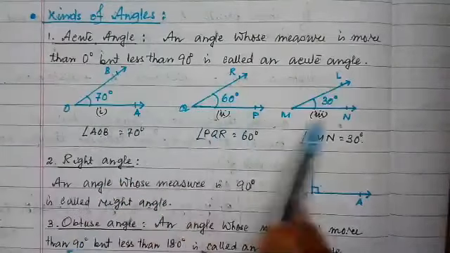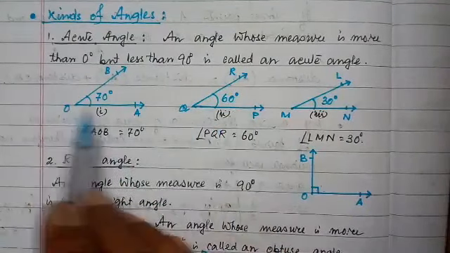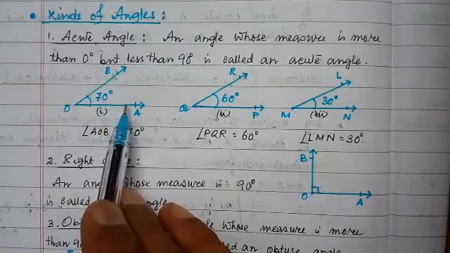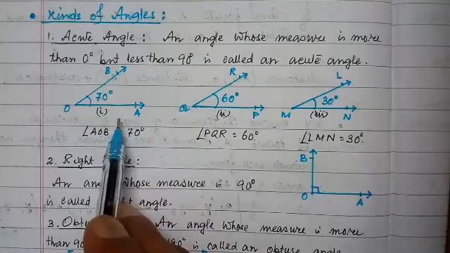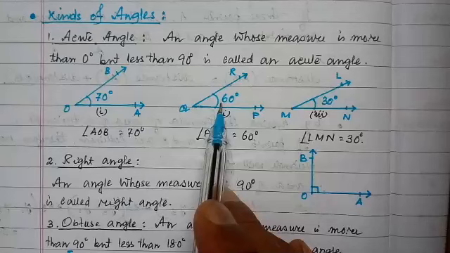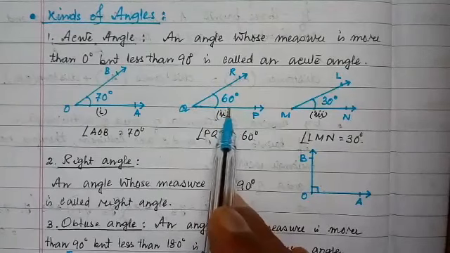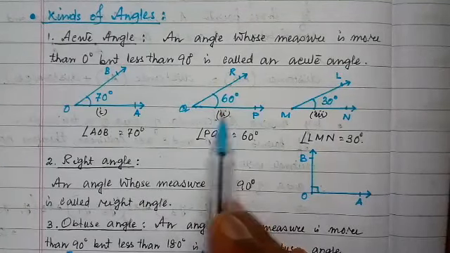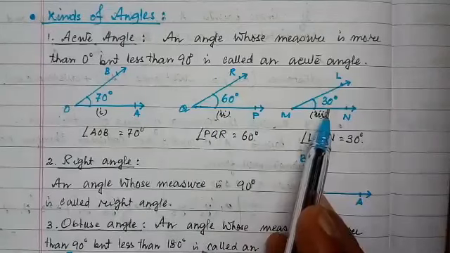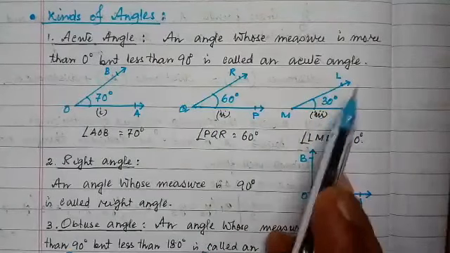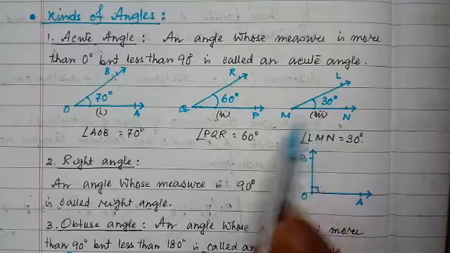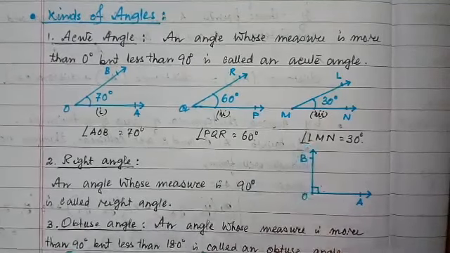Here I have drawn three figures. This is 70 degree, less than 90 degree but more than 0 degree, hence acute angle. This angle is 60 degree, more than 0 degree but less than 90 degree, therefore acute angle. This angle is 30 degree, more than 0 degree but less than 90 degree, therefore acute angle.